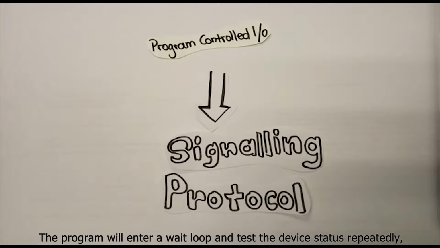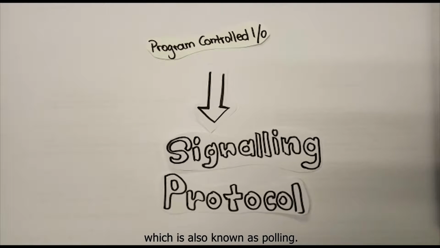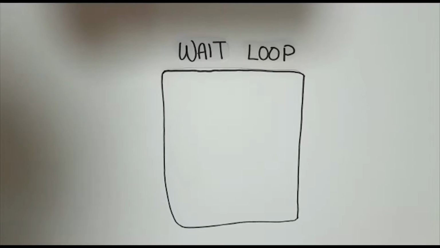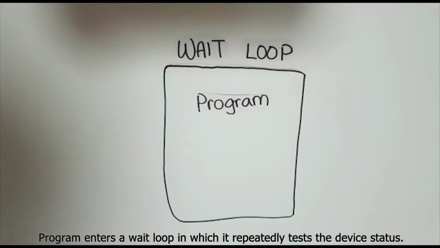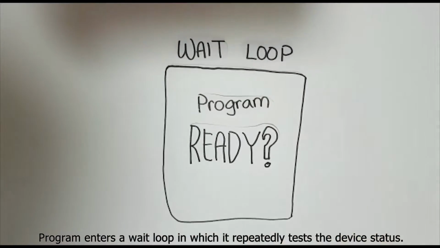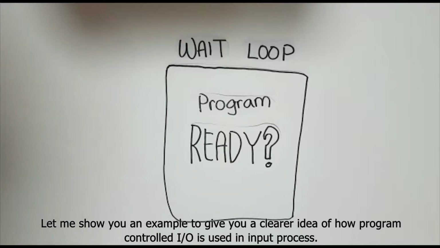The program will enter a wait loop and test the device status repeatedly, which is also known as polling. The program enters a wait loop in which it repeatedly tests the device status.